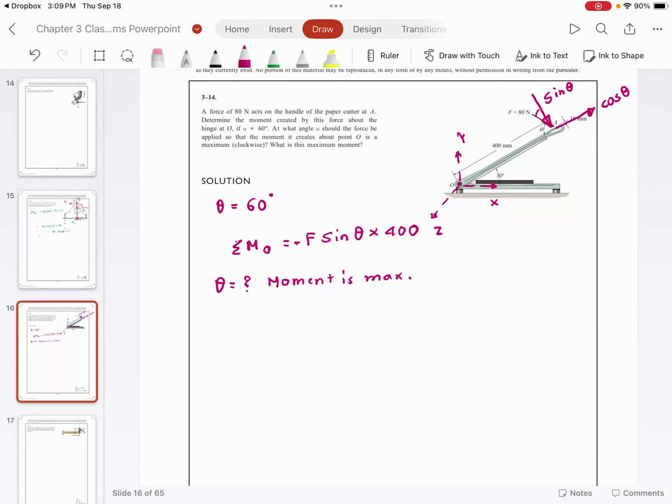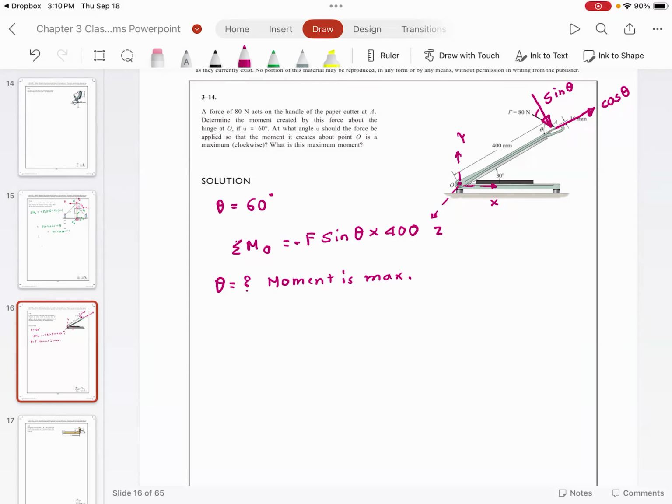The moment will be maximum when the angle is 90 degrees. Because right now the force is at an angle, as soon as that force becomes perpendicular, the entire force of 80 Newton becomes perpendicular. It's going to give you the maximum force at the lever arm, and that's going to give you the maximum moment. Everyone understood this? How do I represent this mathematically? How do you find out?